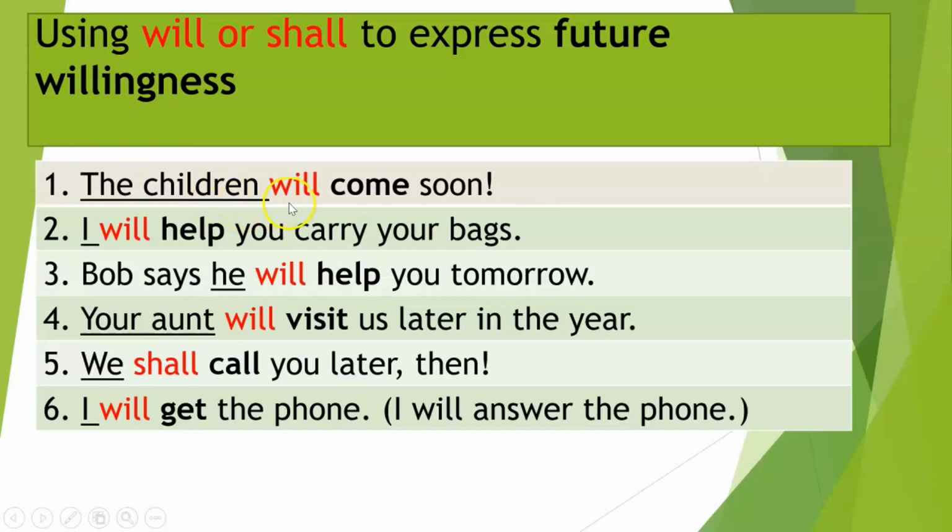The children will come soon. I will help you carry your bags. Bob says he will help you tomorrow. Your aunt will visit us later in the year. We shall call you later then. I will get the phone. When we say this, it really means I will answer the phone. So if we say I will get the phone, it means I will answer the phone. So we can use will to talk about future willingness, something that we say that we will do in the future.